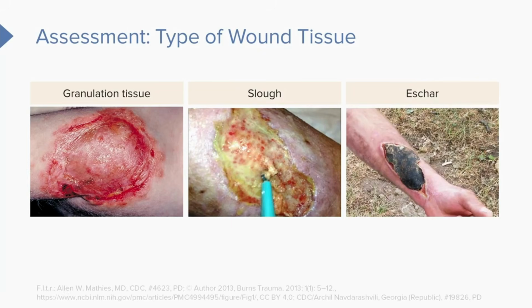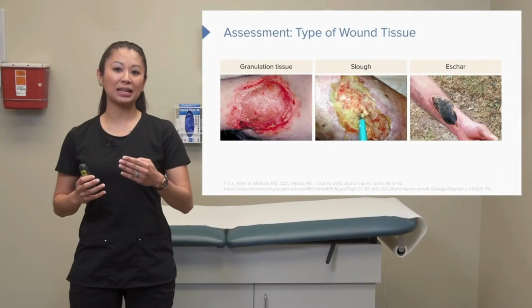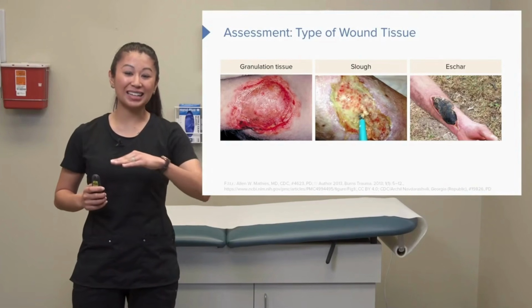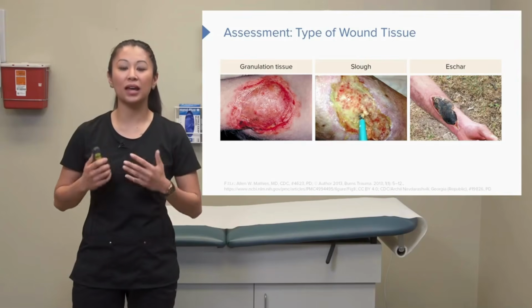And lastly, you see this is called eschar. This may look pretty crazy to you, but this means that there's dead tissue within the wound. So think about it this way. You see on this image, the black is actually sitting inside the wound. That's called eschar.